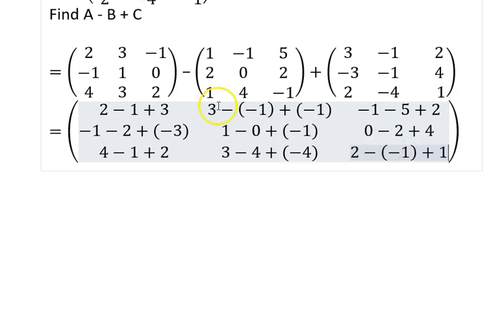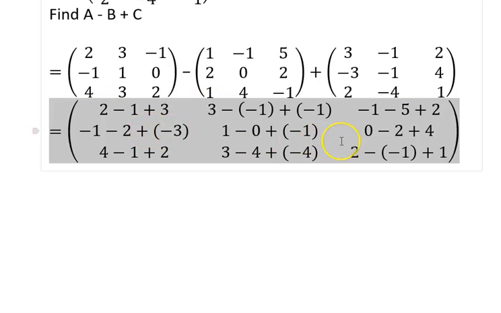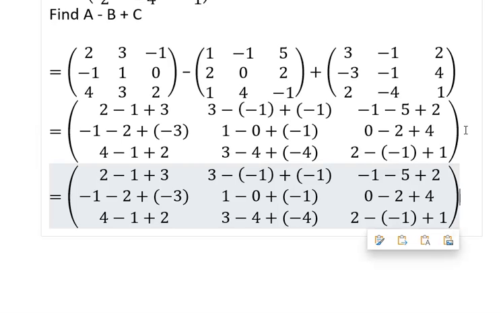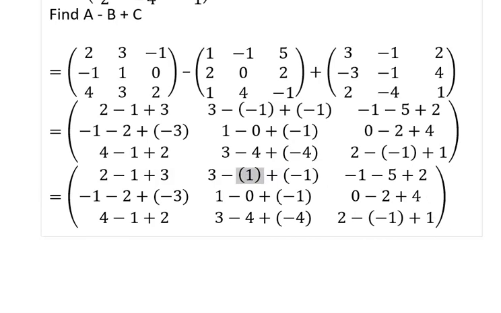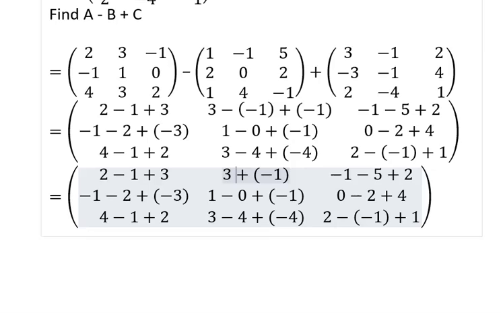So with this now, let's tackle those ones that have brackets so that those signs will not confuse us. Beautiful. So here we have minus times minus here will give us what? Plus. Minus times minus here will give us plus. So we have plus 1 here. Minus times plus here will give us minus. So we have minus 1 here. Beautiful.